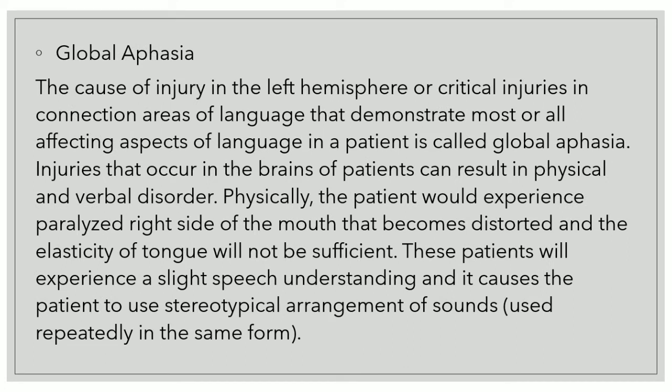Global aphasia. An injury in the left hemisphere or critical injuries in the connection areas of language that affect most or all aspects of language in the patient is called global aphasia. Injuries that occur in the brains of patients can result in physical and verbal disorder. Physically, the patients would experience paralysis of the right side of the mouth, which becomes distorted, and the elasticity of the tongue will not be sufficient. These patients will experience slight speech understanding, and it causes the patient to use stereotypical arrangements of sounds used repeatedly in the same form.